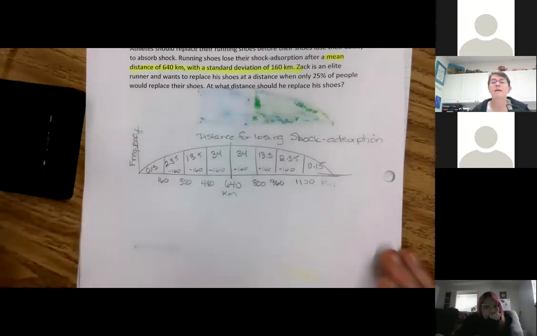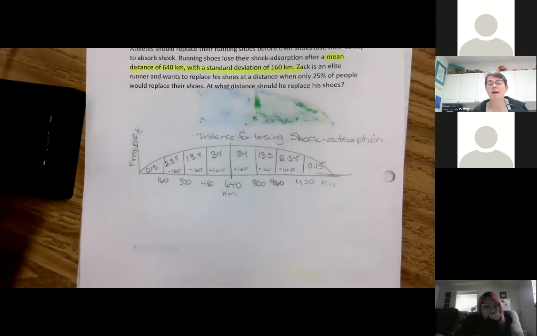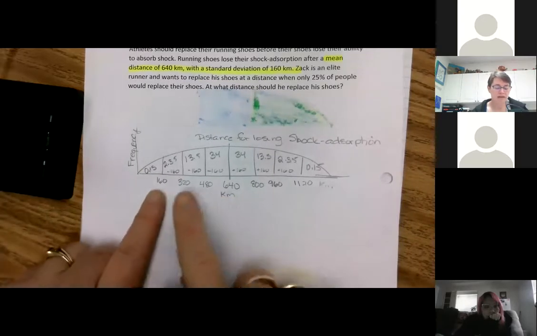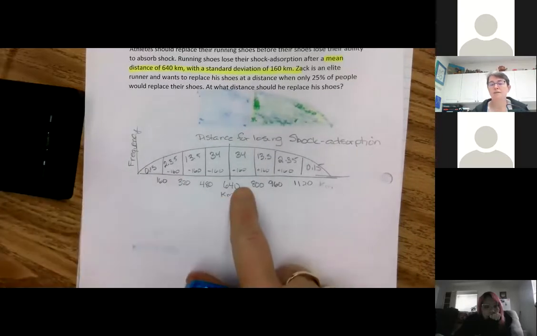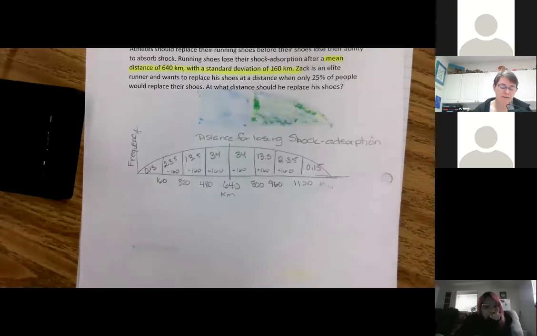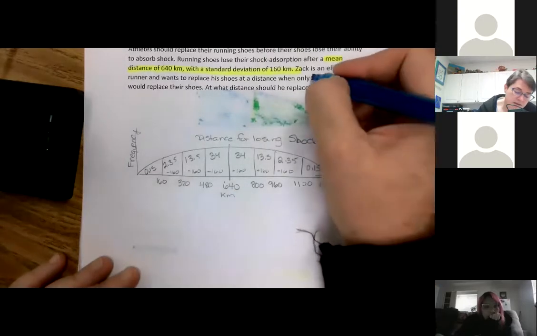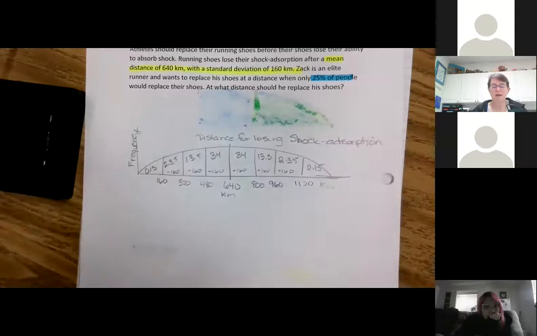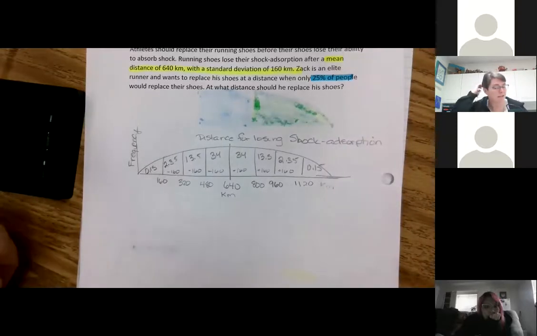Anyway, so here's where the question is weird. All the other ones we had, we'd have some numbers and then we'd find the percent. This one's different because we're given a percent. So we're going to have to do the question a little bit backwards.